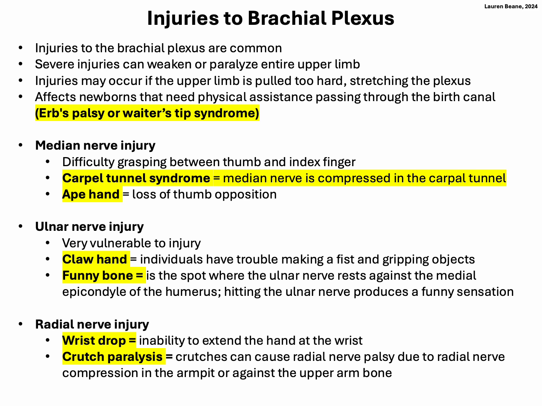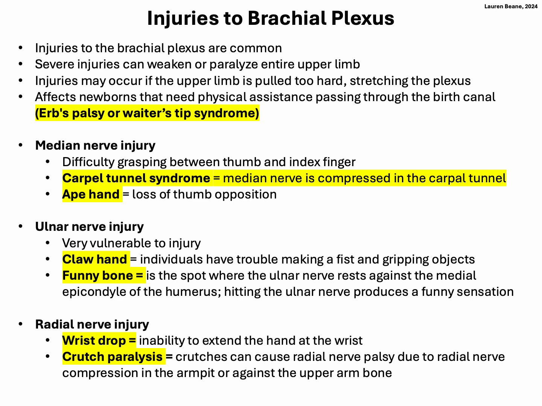Ulnar nerve injury, this one in particular is very vulnerable to injury. One associated condition is claw hand, so the inability to really extend the fingers very well. It makes more of a claw-like appearance with the hand. These individuals also have trouble making a fist and gripping objects due to the loss of function in that area. Also, the funny bone is associated with the ulnar nerve, and not necessarily an injury, but if we hit the ulnar nerve at this particular area, it causes that funny sensation.